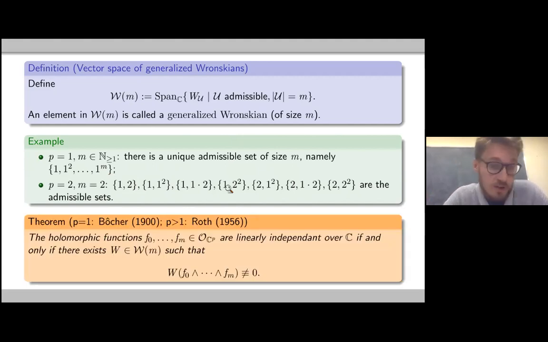The fundamental property of Wronskians and generalized Wronskians is that they allow us to read linear independence of holomorphic functions. Namely, if we take M plus 1 holomorphic functions in P variables, then they are linearly independent over C if and only if there exists a generalized Wronskian which, when evaluated on these functions, does not give something identically 0. Usually, this theorem is stated with the pure ones, which is actually the same, as this is the span of the pure ones.